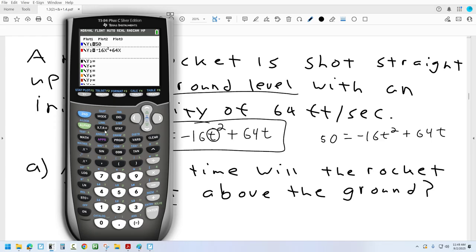Now remember, this is a horizontal line at 50. So I need to go to at least 50. I'm going to go a little more, let's go to 80. So on your y max, oh, I could probably even leave it at 100. That's probably fine. The independent variable is time. Time has to be what kind of number?